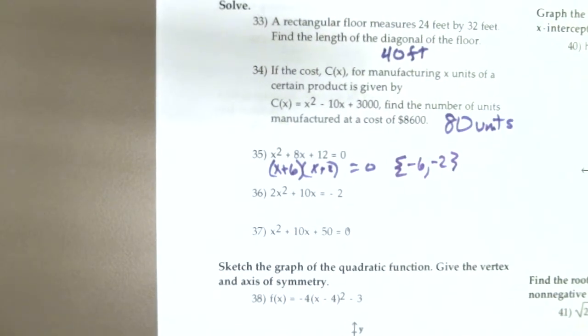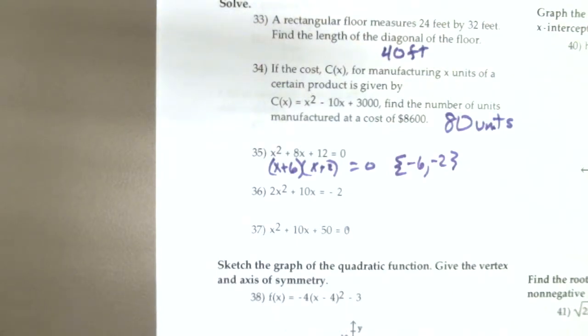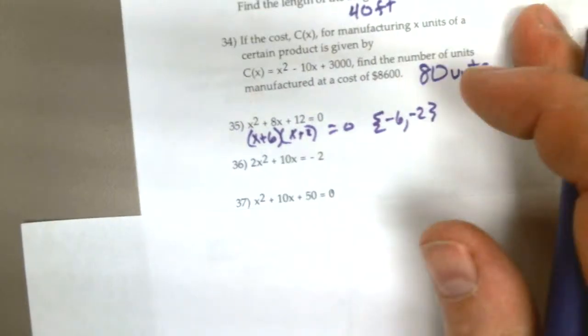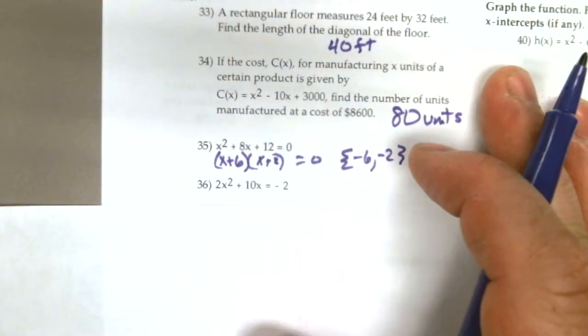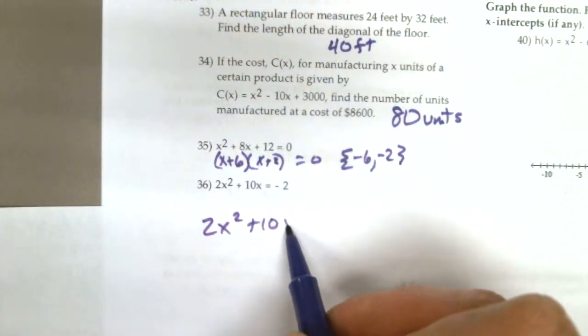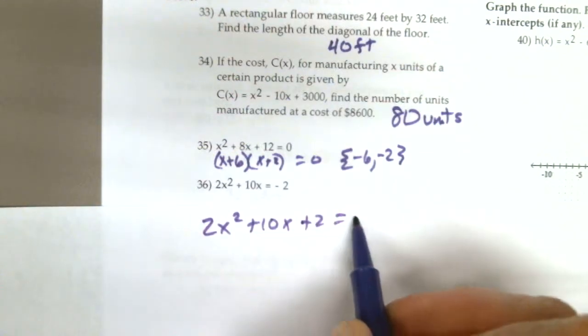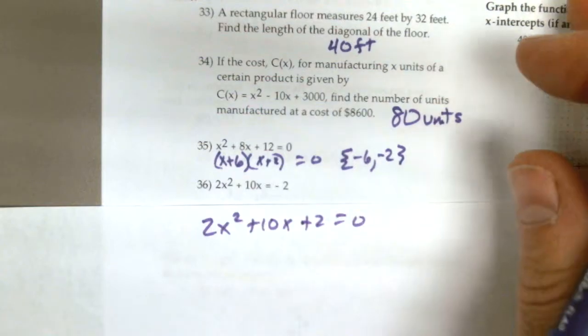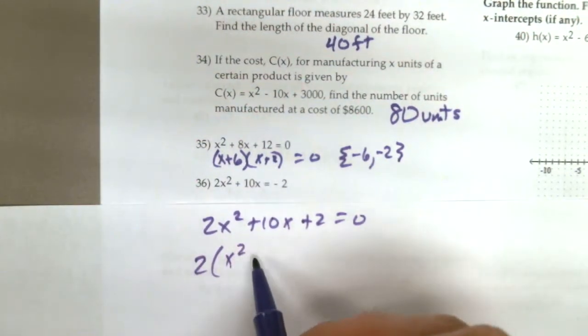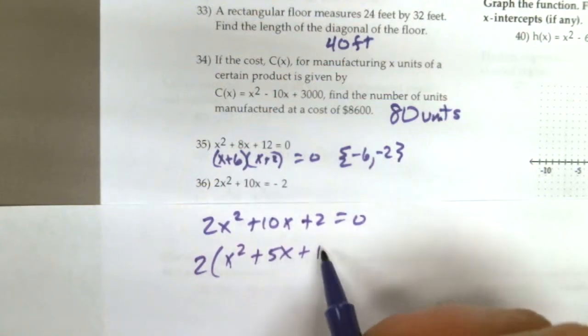For number 36, we're going to move this to the other side. I'm going to get 2x squared plus 10x plus 2 equals 0. And the first thing that we should do is factor out a 2 out of everything. Anytime we factor, that's the first thing we should look for.